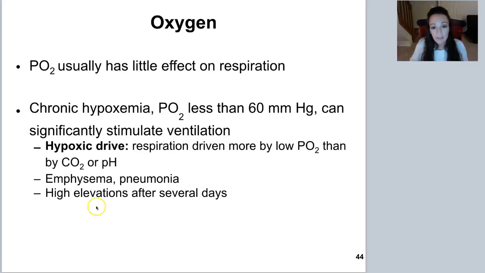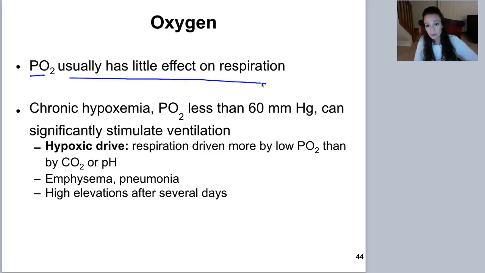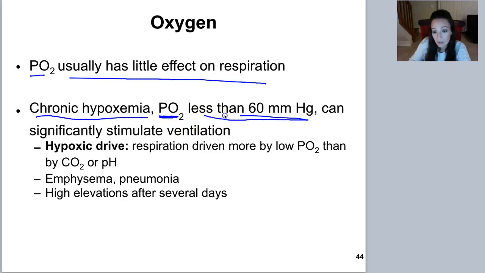And then on this slide, we have that our partial pressure of oxygen usually has very little effect on our respiration rate or our ventilation rate. The only time we really see our oxygen level affect our rate or depth of breathing is if we have chronic hypoxemia. Okay, so all the time we have a low blood oxygen level for some reason. This would cause our partial pressure of oxygen to be very, very low, okay? Maybe less than 60 millimeters of mercury.